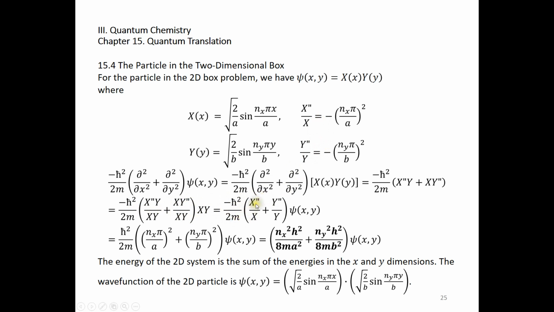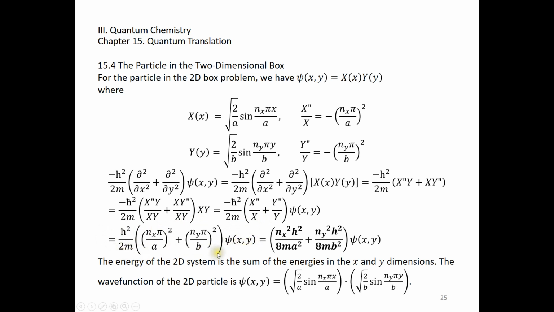Now we have x double prime over x plus y double prime over y. They're provided here and here, and then multiplied by psi. Psi is simply the function of x times the function of y. Now we're going to just plug in the expression of x double prime over x here, y double prime over y here, and then we get this expression, and then we have the wave function of x and y here.